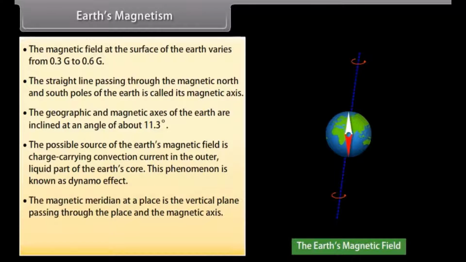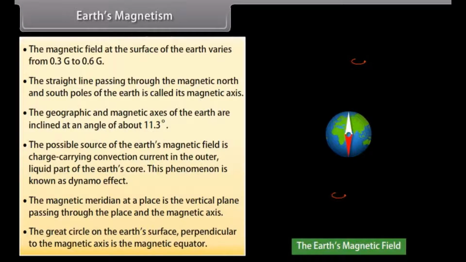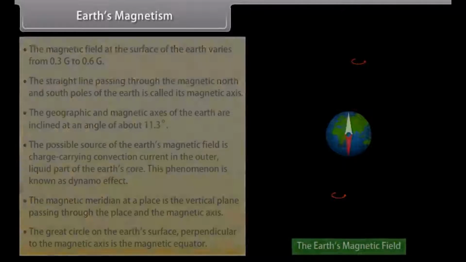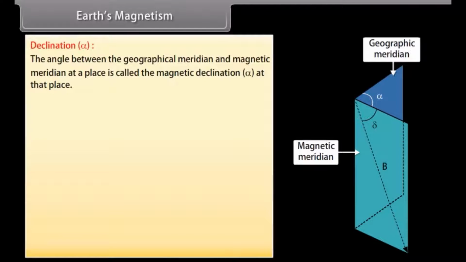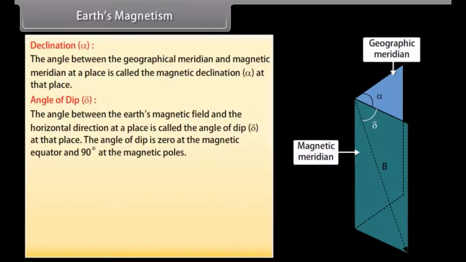The magnetic meridian at a place is the vertical plane passing through the place and the magnetic axis. The great circle on the Earth's surface perpendicular to the magnetic axis is the magnetic equator. Declination alpha. The angle between the geographical meridian and magnetic meridian at a place is called the magnetic declination at that place. Angle of dip, delta. The angle between the Earth's magnetic field and the horizontal direction at a place is called the angle of dip at that place.